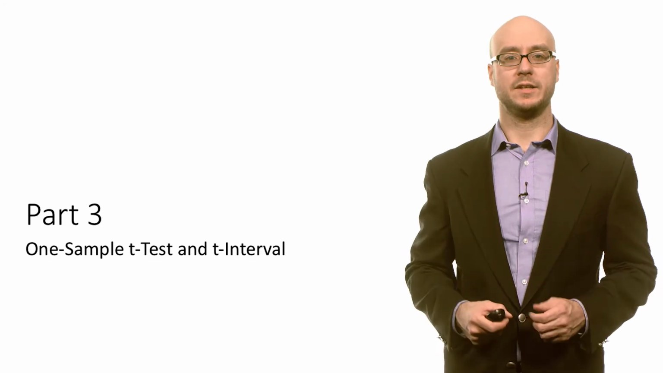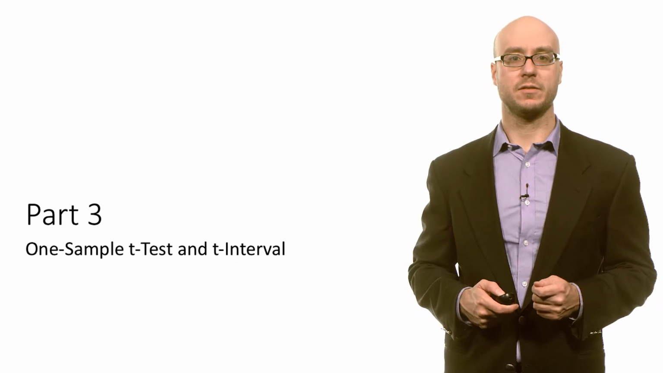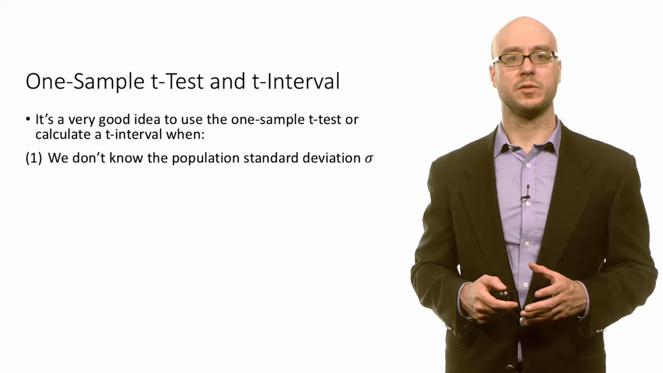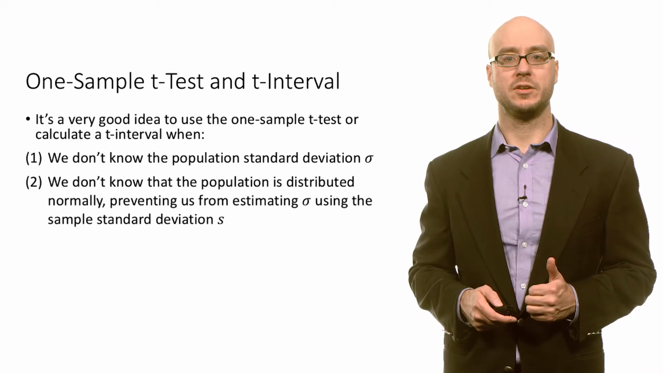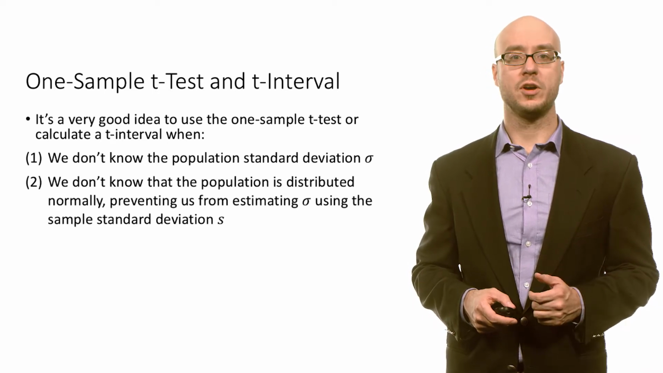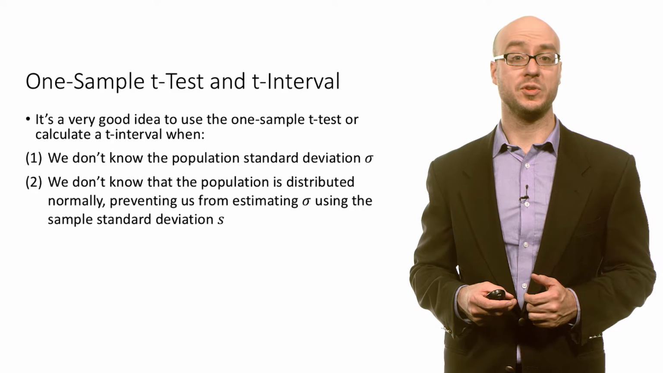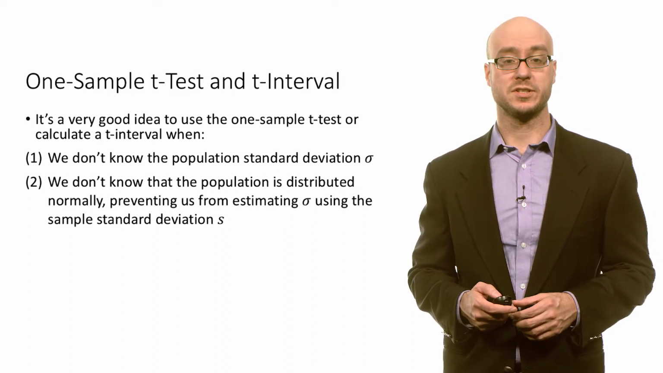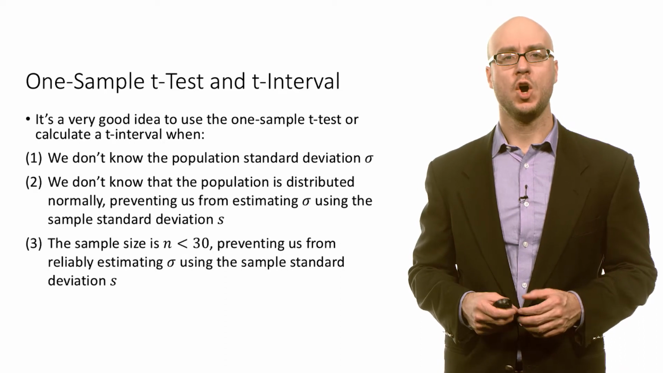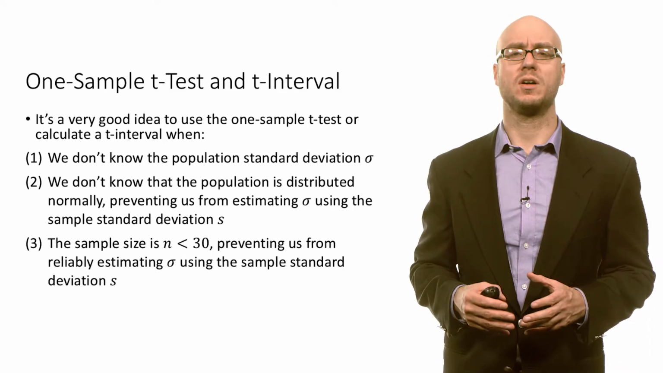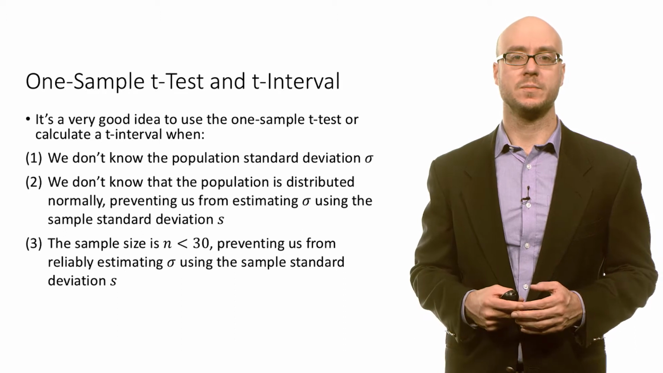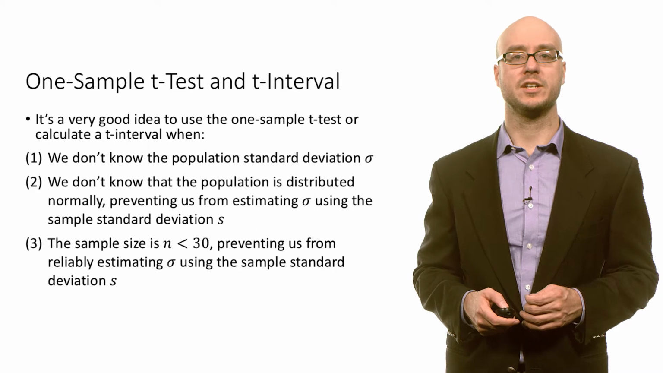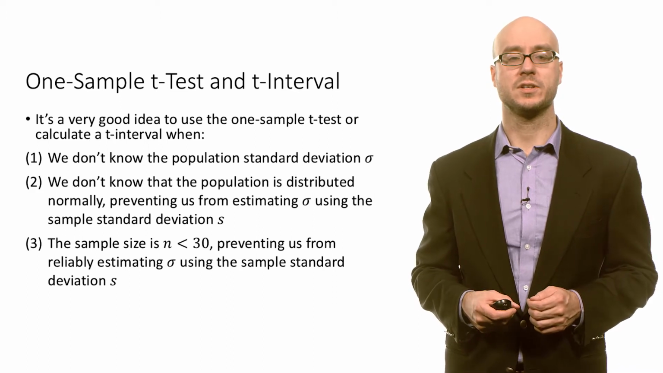We're now ready to calculate the one-sample t-test and the t-interval. It's a very good idea to use the one-sample t-test or calculate a t-interval when we don't know the population standard deviation sigma, or we don't know that the population is distributed normally, preventing us from really estimating the population standard deviation using the sample standard deviation S, or when the sample size is pretty small, say less than 30 observations, preventing us from reliably estimating the population standard deviation using the sample standard deviation S.